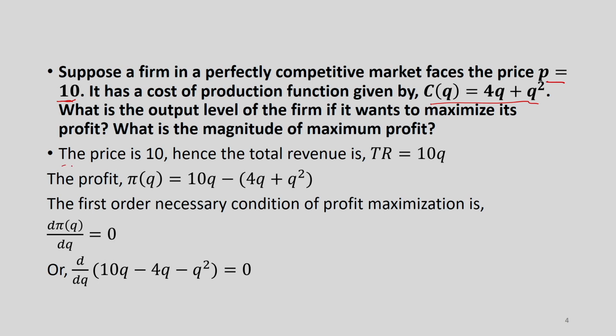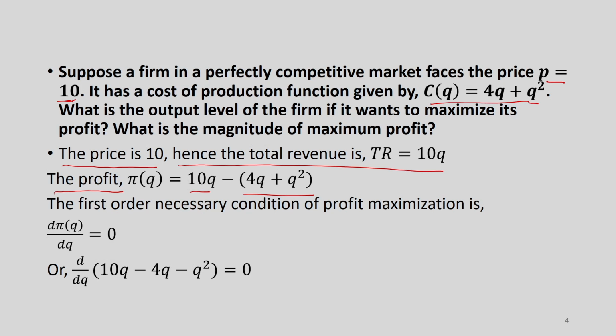Okay, so that is the question. What is given to us? The price is given, price is 10. From this I can figure out the total revenue TR. TR will be price multiplied by quantity, so this is 10Q, and therefore, the profit will be total revenue minus the cost. Cost is known to us, 4Q plus Q square. So, the profit function has been found out.